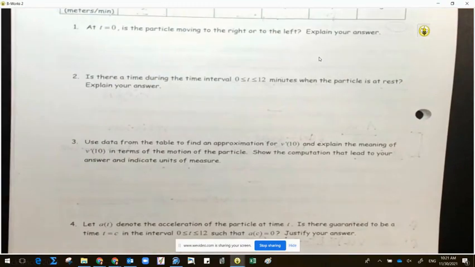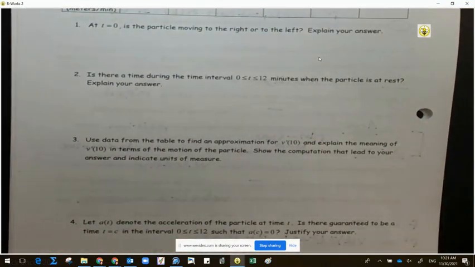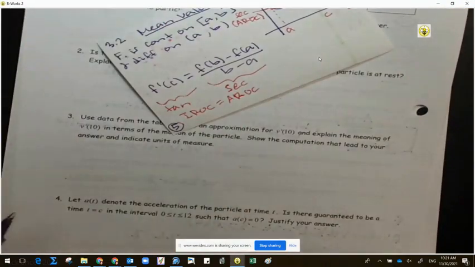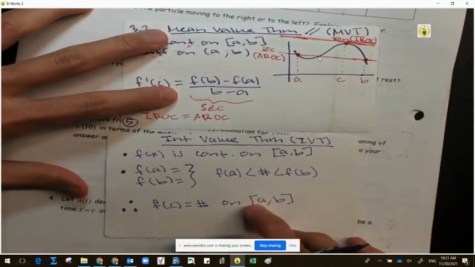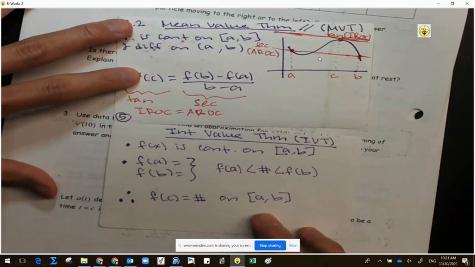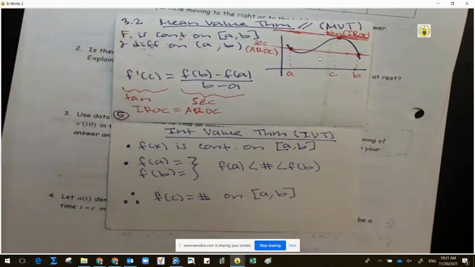Okay, on this page, two things that we are going to use from the previous: the mean value theorem, and then where was our intermediate value theorem? There it is. The intermediate value theorem. So if you want to look at that card, cool. If not, I have it on the board. I'll leave it on for about 5 seconds.